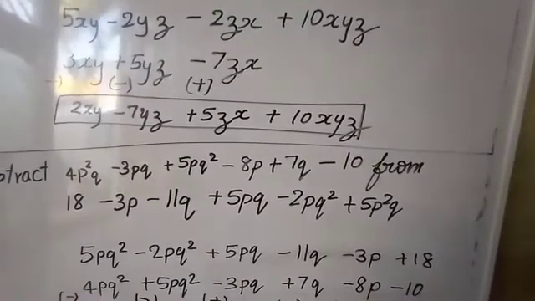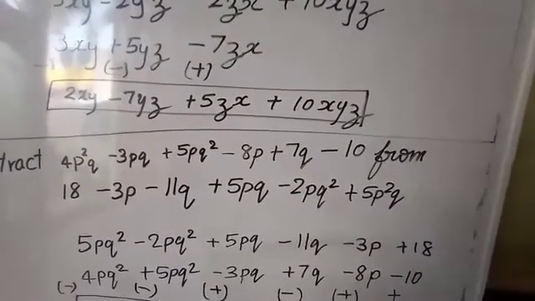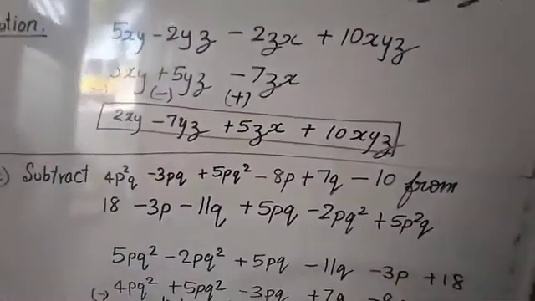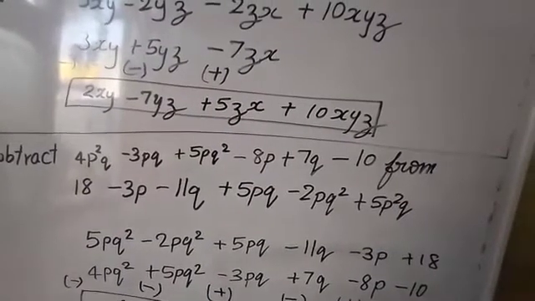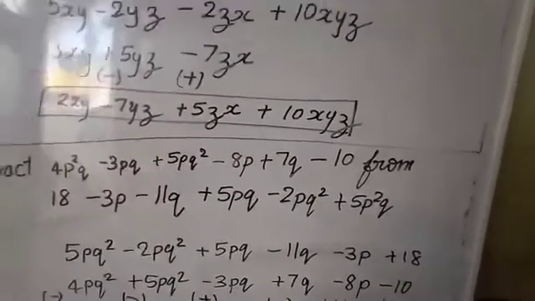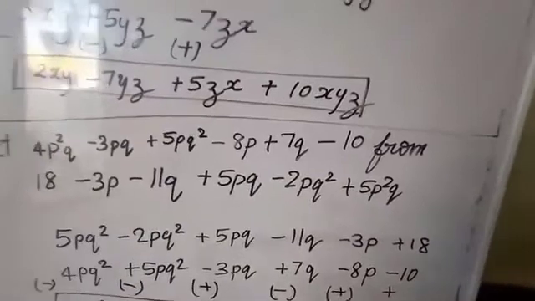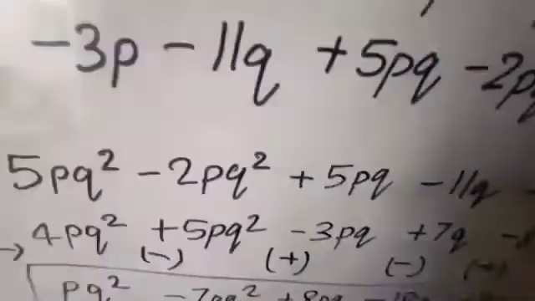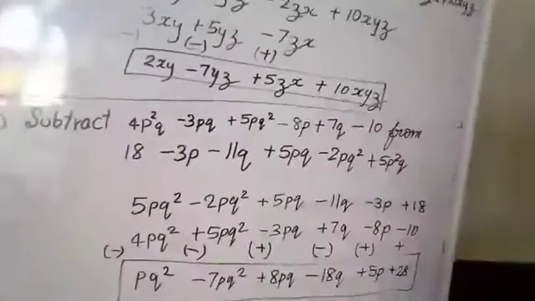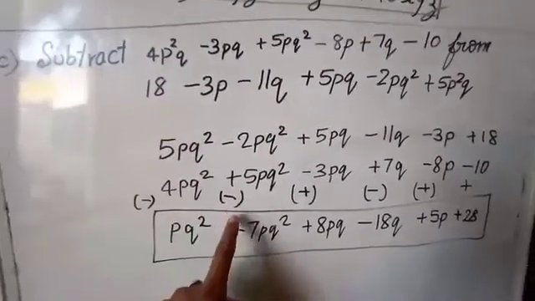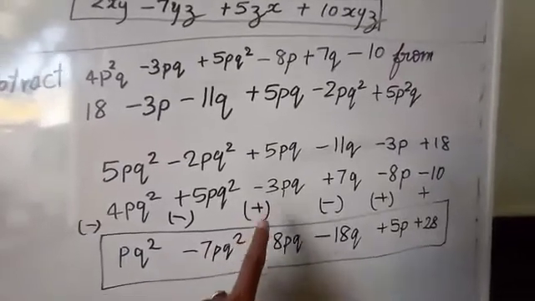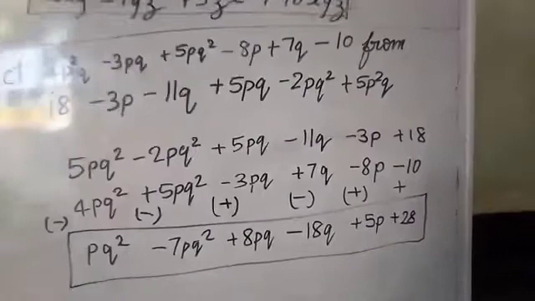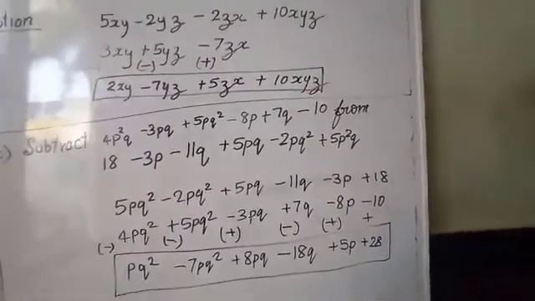Now, the next is you have to change the sign. Plus became minus. Here no sign. Do not forget to change the sign. Minus, plus became minus, minus became plus, plus became minus, minus became plus. So 5, 4, if we subtract, we will get pq square. Then minus minus became plus. When the same signs are there, we have to add. Plus plus became 8pq. Minus minus, we have to add it, 18q. Plus 5p plus 28.